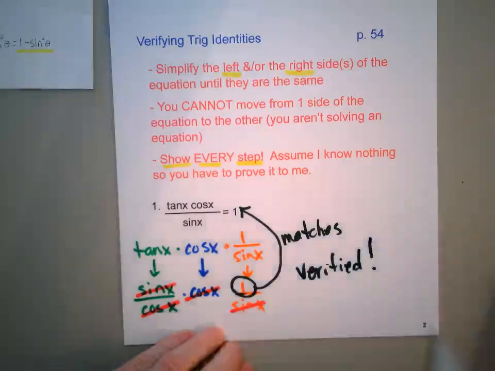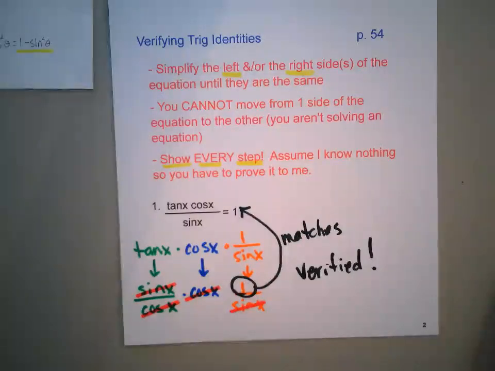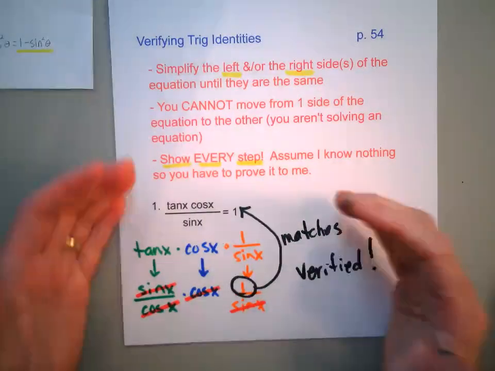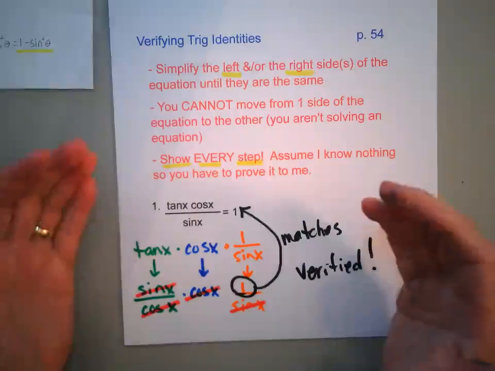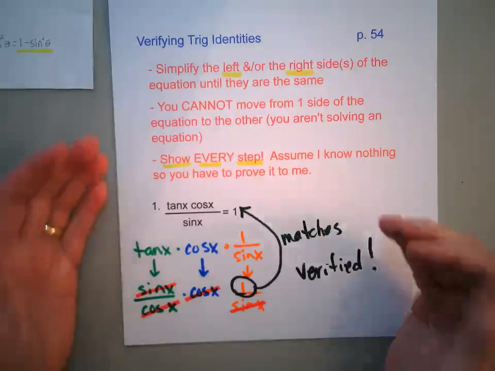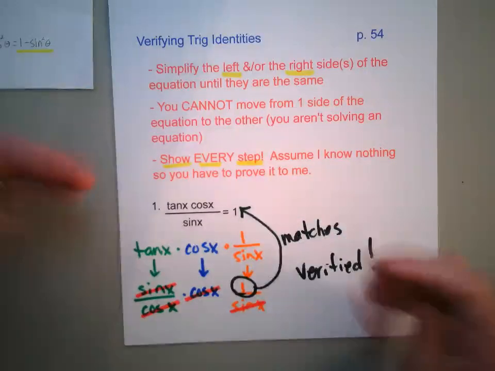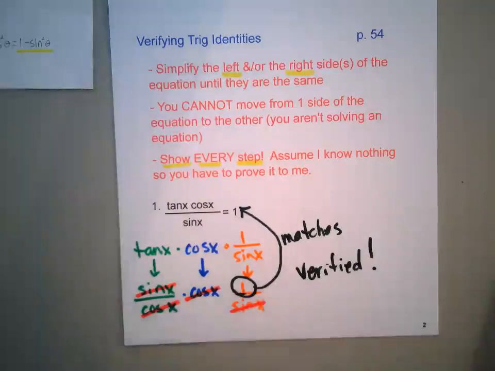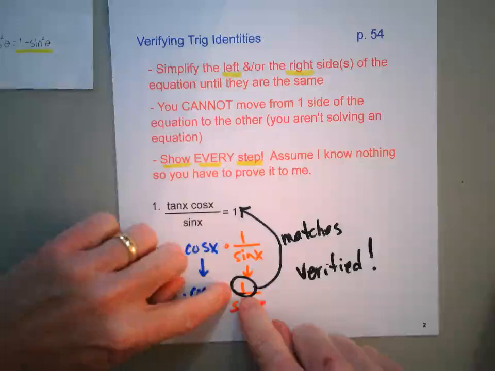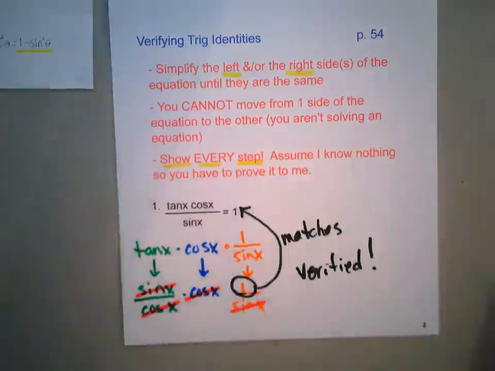Verified. There we go. So that's what the problem will look like, and this is the work. If and when we take a test on this, this is how you would turn in your work. The answer is all of this, not just one. It's all of that right there. So that's the first one.